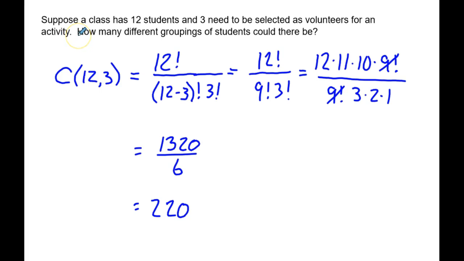So if we had a class of 12 students and 3 needed to be selected as volunteers for an activity, this is a combination because the order does not matter. There would be 220 different combinations we could use to select those 3 volunteers.